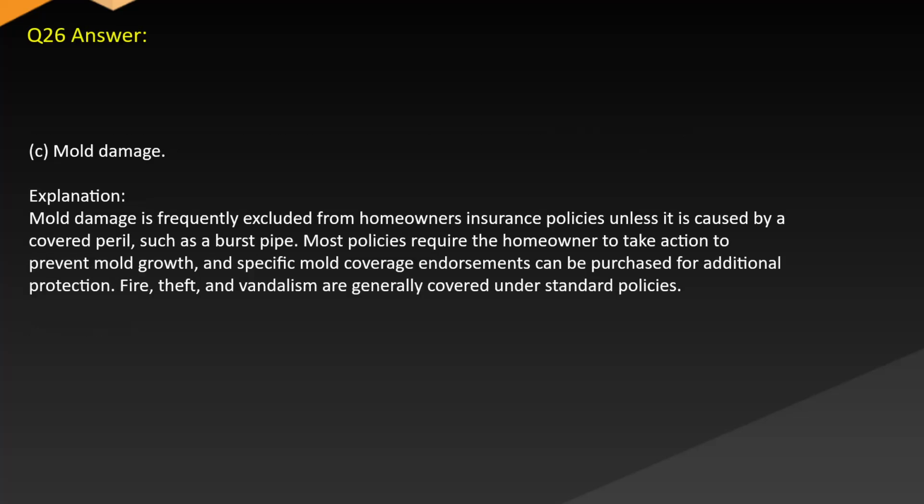Answer: C. Mold damage. Explanation: Mold damage is frequently excluded from homeowners insurance policies unless it is caused by a covered peril, such as a burst pipe. Most policies require the homeowner to take action to prevent mold growth, and specific mold coverage endorsements can be purchased for additional protection. Fire, theft, and vandalism are generally covered under standard policies.